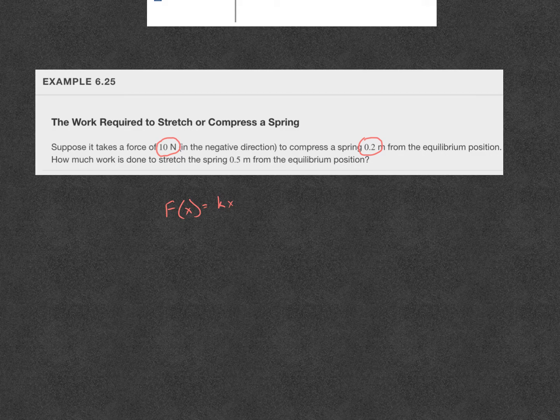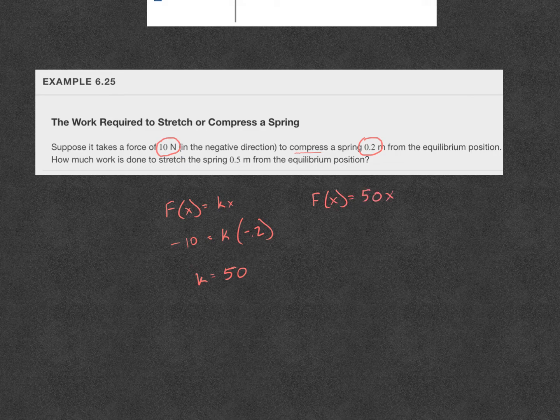Technically, because they say 10 newtons in the negative direction, I'm going to substitute negative 10 in for the force, and K stays the same. I'm also going to substitute in negative 0.2 for the distance because we are compressing the spring. Ultimately, we're going to get a positive, right? It would be the same if I plugged in positive 10 and positive 0.2, but using the verbiage from the problem, because it's the negative direction and compressing the spring, that's why there's the two negatives there. All right, if you divide both sides by negative 0.2, you get K is equal to 50. So our force function for this spring, F of x, is equal to 50x.